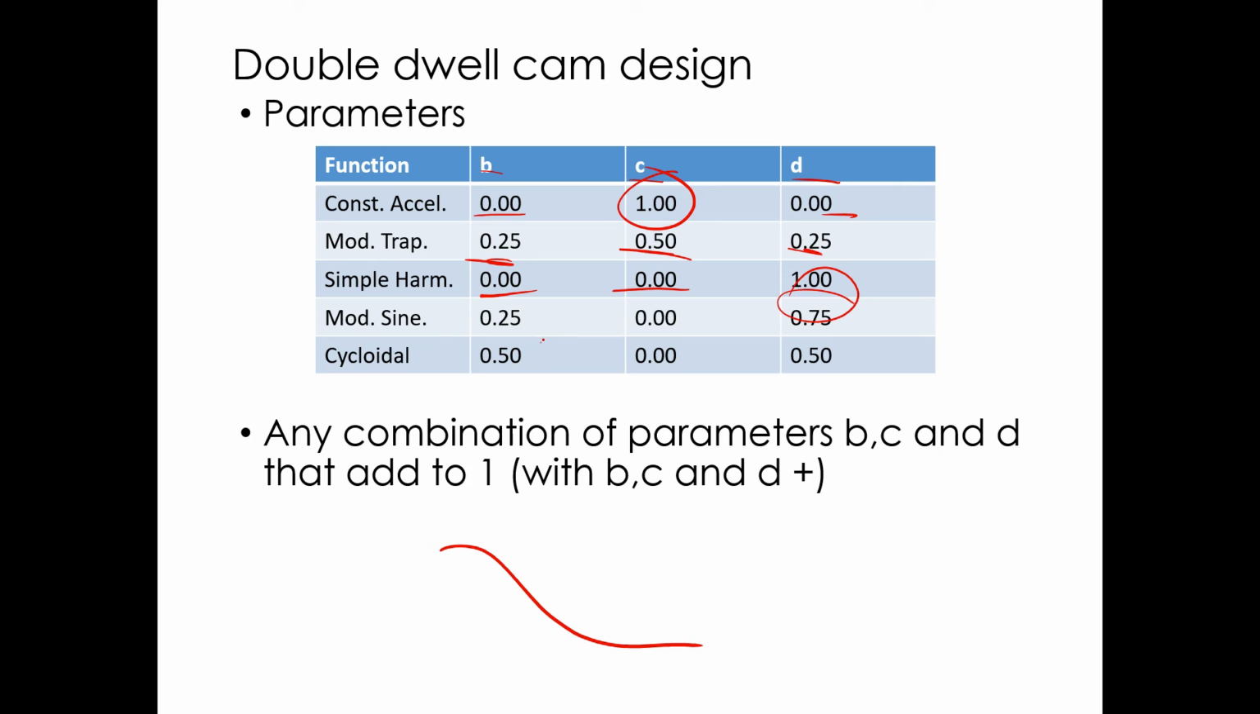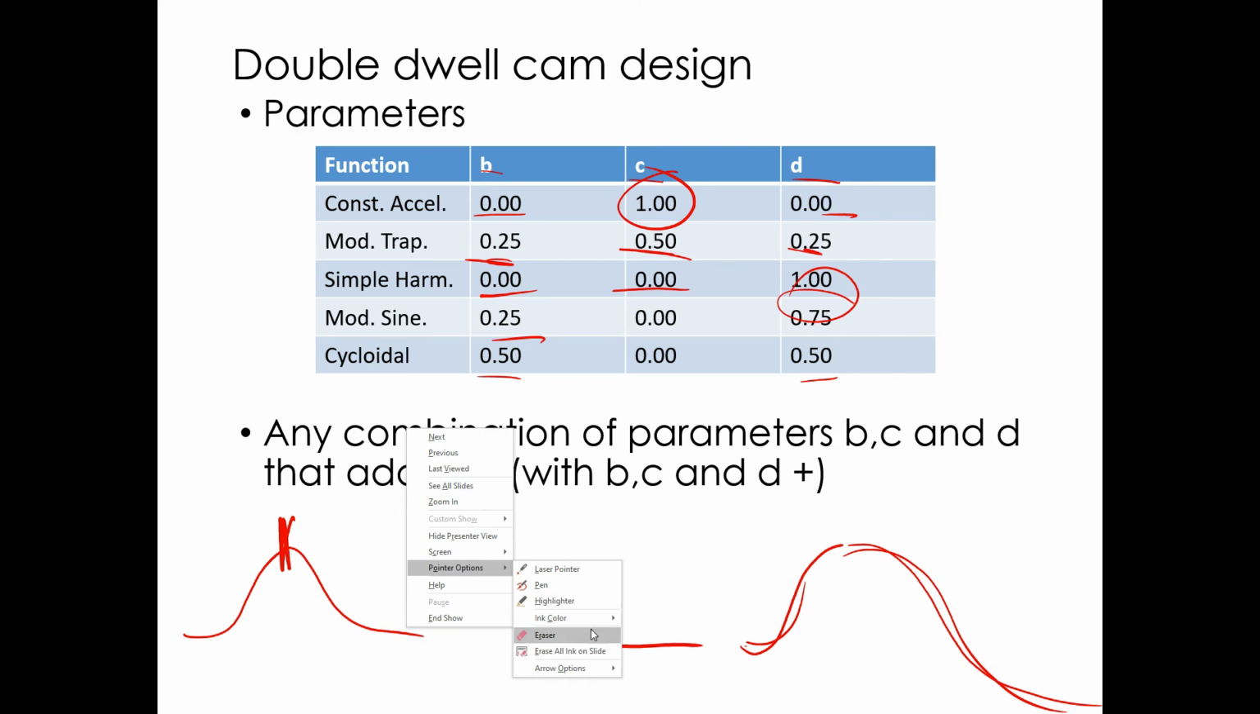Mod sine, I have 0.25 for the initial sinusoidal, and then 0.75 is the other sinusoidal. So there's no constant acceleration, but I blend between the initial ramp up and then this final ramp up here. And then cycloidal is a mix of the initial and then the final transition, and it doesn't have any constant acceleration in there. The beautiful thing about this is that I can blend between these things.